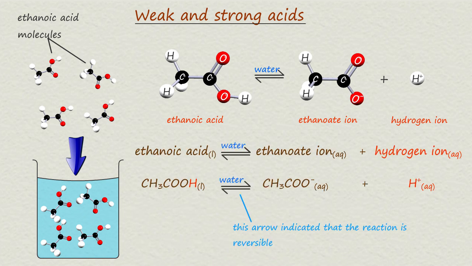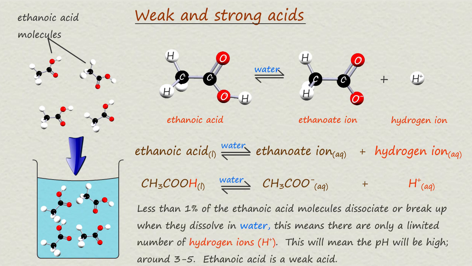Now the arrow used in the two equations shown is the type of arrow that you would normally find in a reversible reaction. Now the ethanoic acid molecules which do break up form ethanoate ions and hydrogen ions, but the fact is very few of the ethanoic acid molecules actually break up, so this means there will be very few hydrogen ions present in an ethanoic acid solution, which means ethanoic acid will be a weak acid with a pH in the range of 3 to 5.